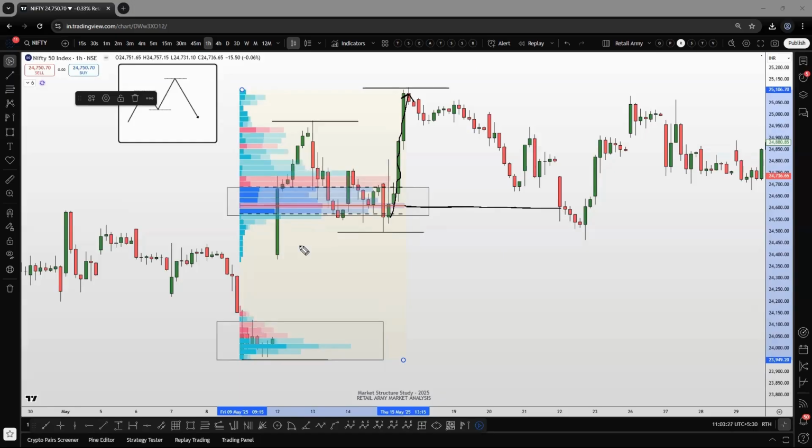Understood? This is the small trick which I discovered when I was studying the FRVP, when I was doing my research. It tells me that this is a dummy move in the market. I don't want to participate in this because the smart money themselves are not participating.